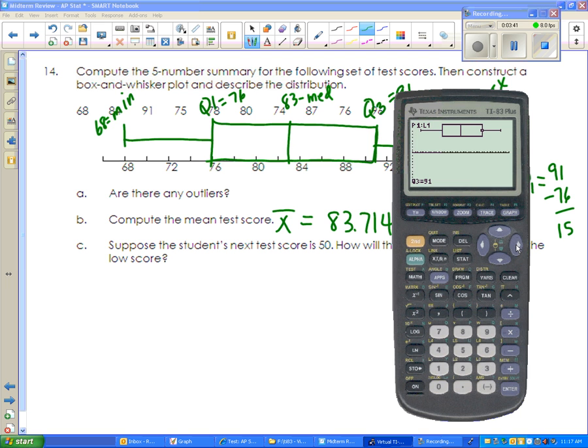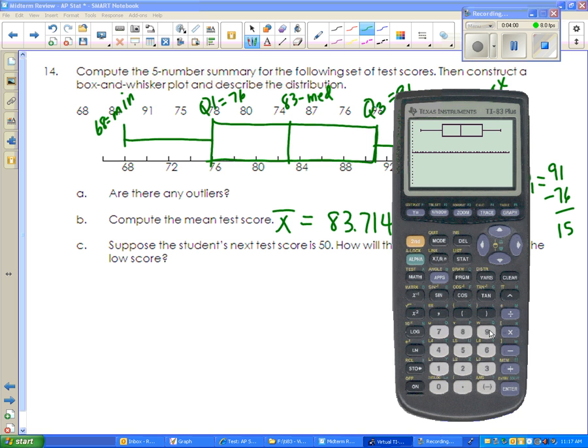If you want to compute the outliers, a simple way to do it would just be to use the other box plot, which is the modified box plot, and you'll actually see that it shows the outliers. So this time, if we hit zoom 9, notice that our box plot hasn't changed.